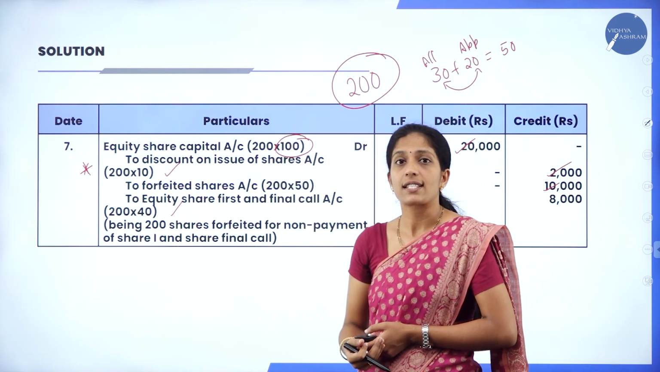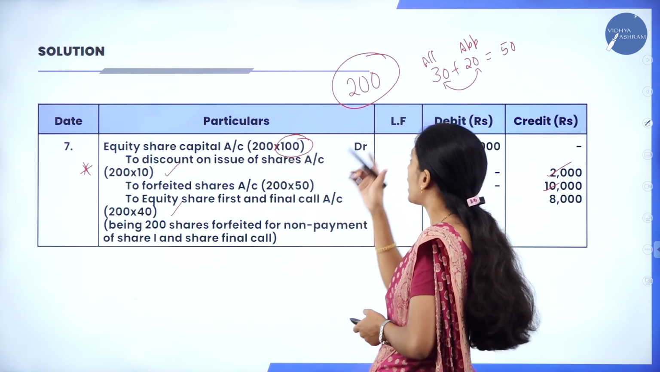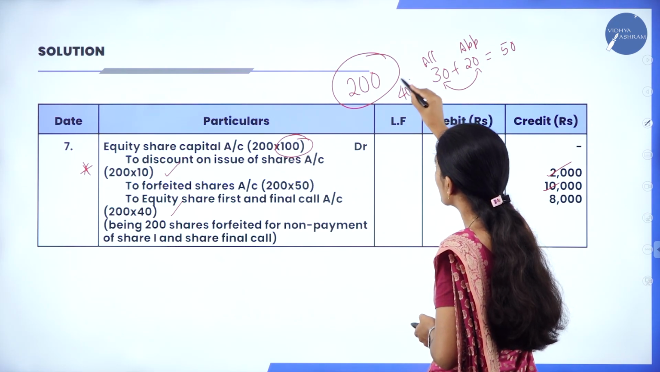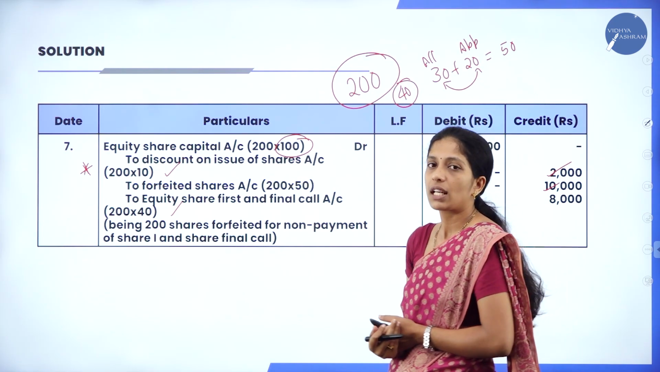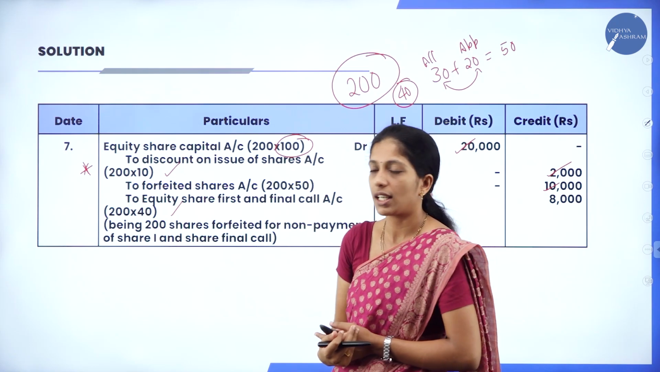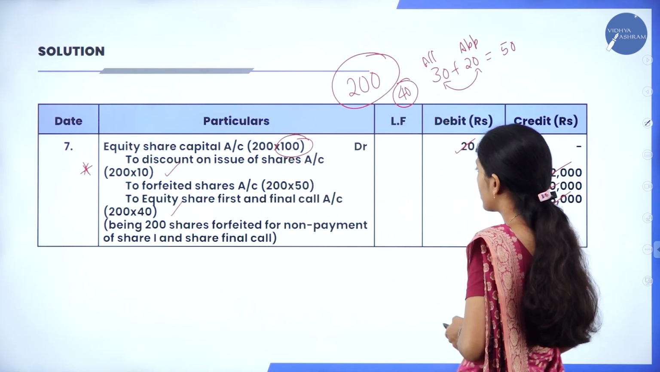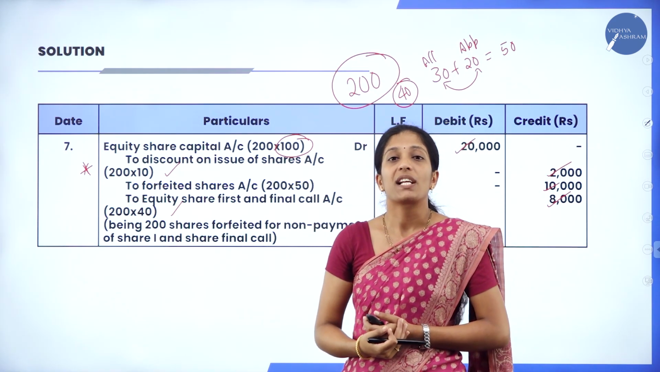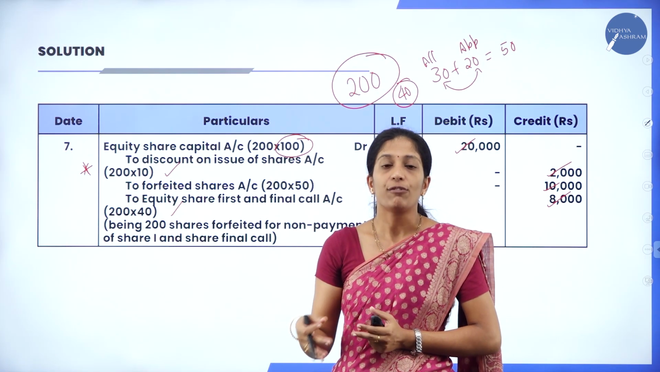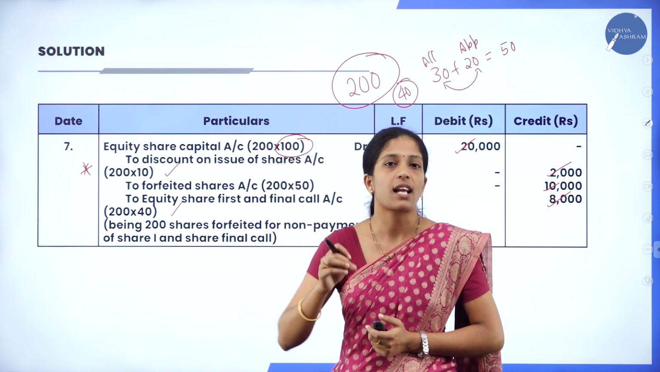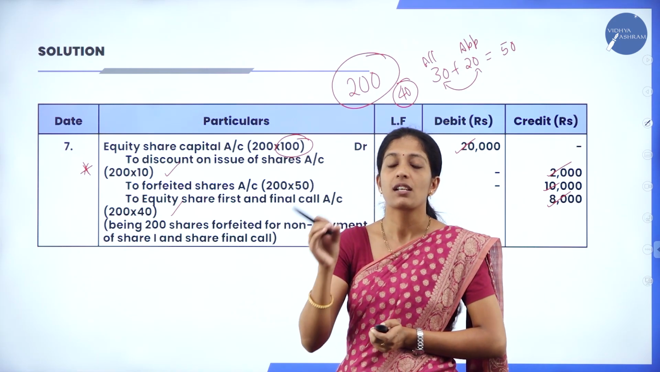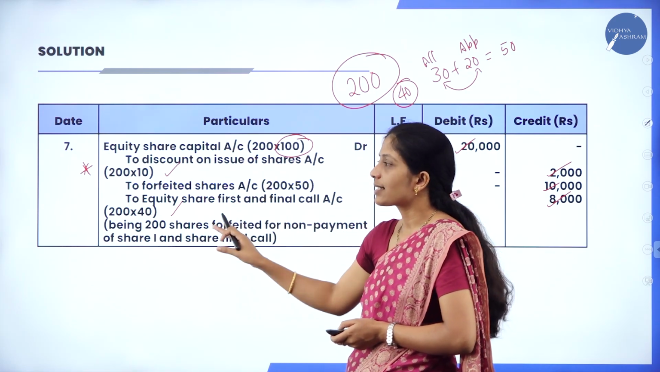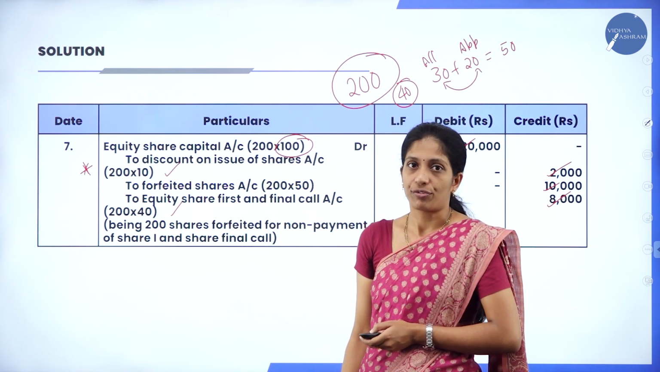To equity share first and final call. In first and final call they have not received 40 rupees. So that will be transferred to equity share first and final call. 200 into 40. That is 8,000. Now write the narration. Being 200 shares forfeited for not paying first and final call money of rupees 40 each. So this is the entry on forfeiture.